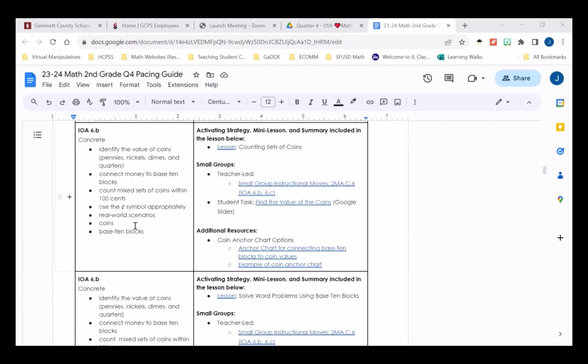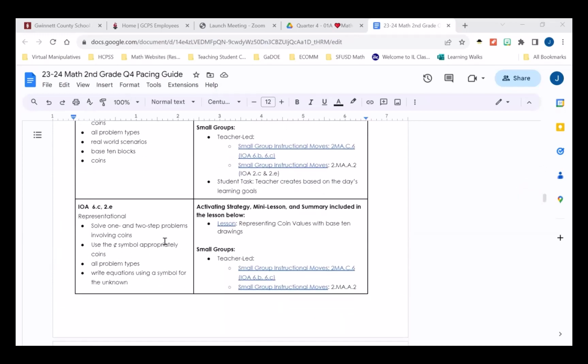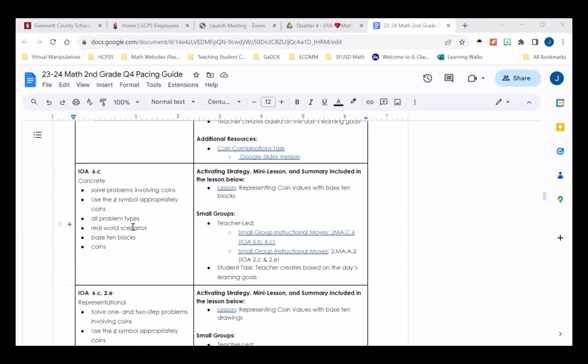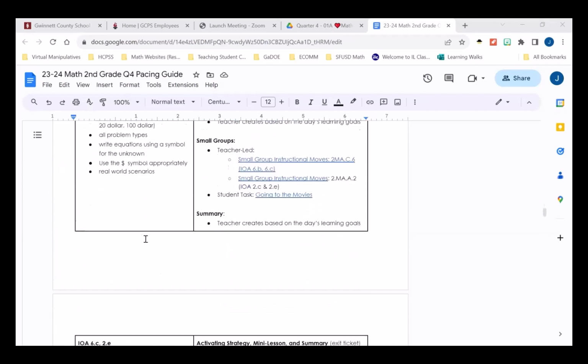Over the 12-day progression, you will see days where there are clusters of IOA 6C and 2E, and then you will see IOA 6C individually and 2E individually. So we'll scroll here and you can see 6C individually, and you'll see some days where it's clustered with 2E.